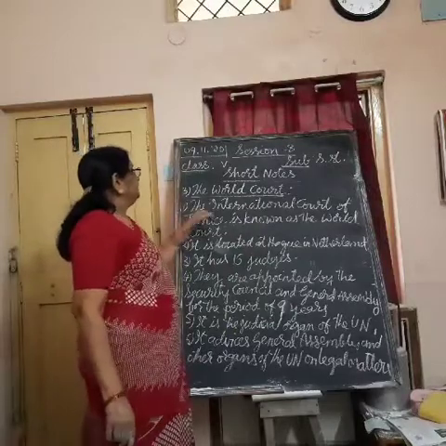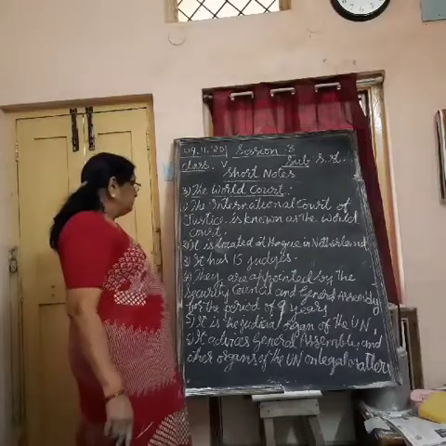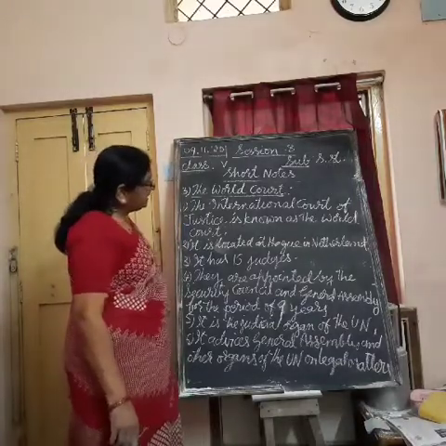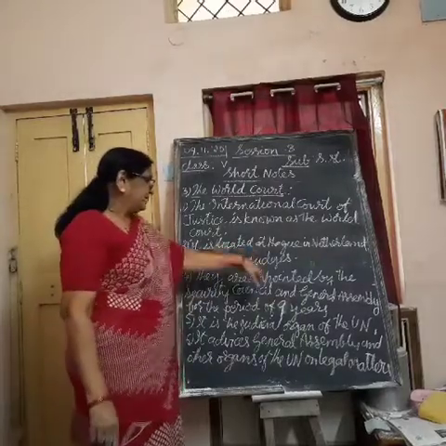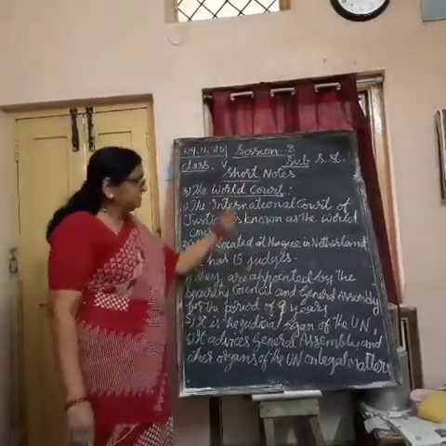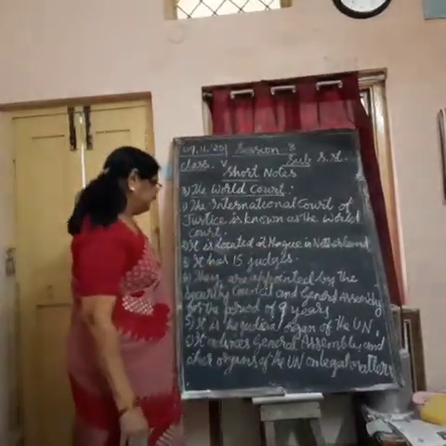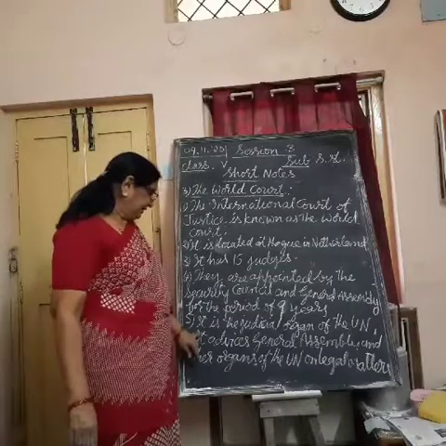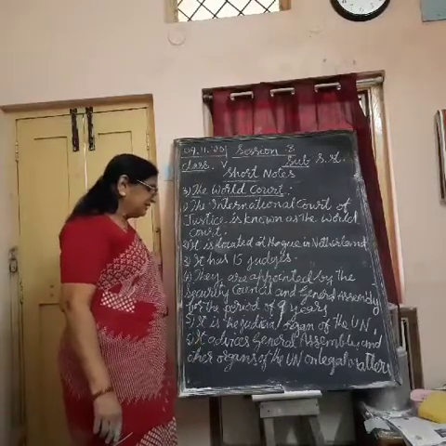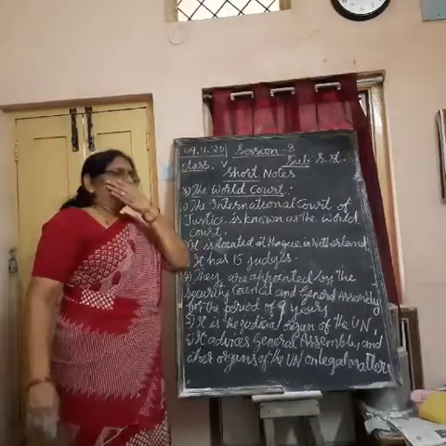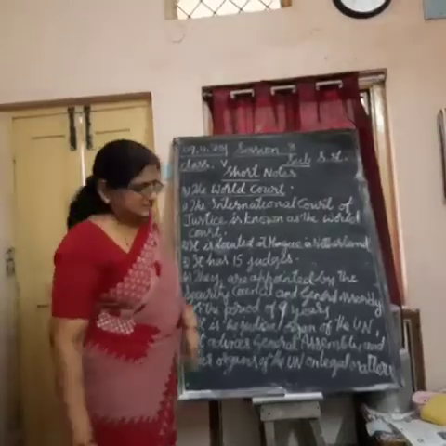Okay, the World Court. The International Court of Justice is known as the World Court. It is located at Hague in Netherlands. It has 15 judges. They are appointed by the Security Council and the General Assembly for the period of 9 years. It is the judicial organ of the UNO. It advises General Assembly and other organs of the UNO on legal matters.